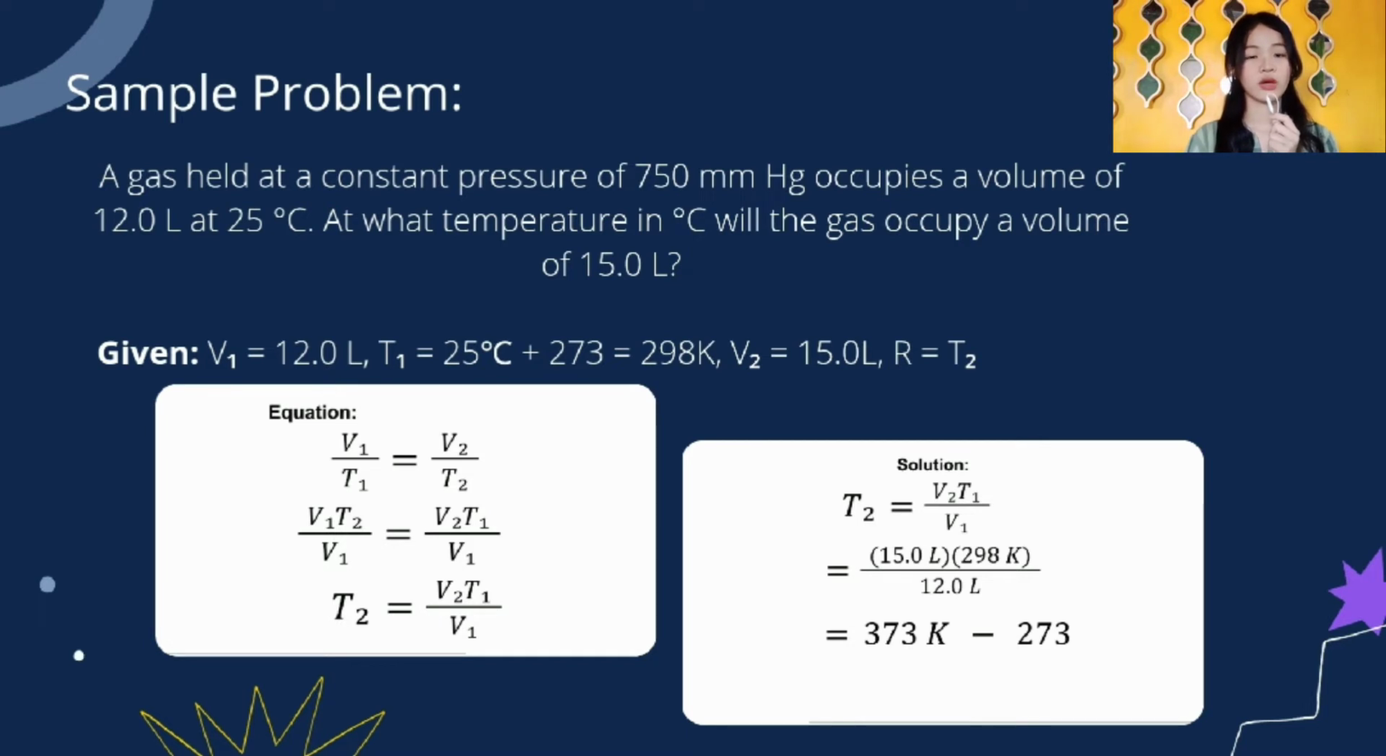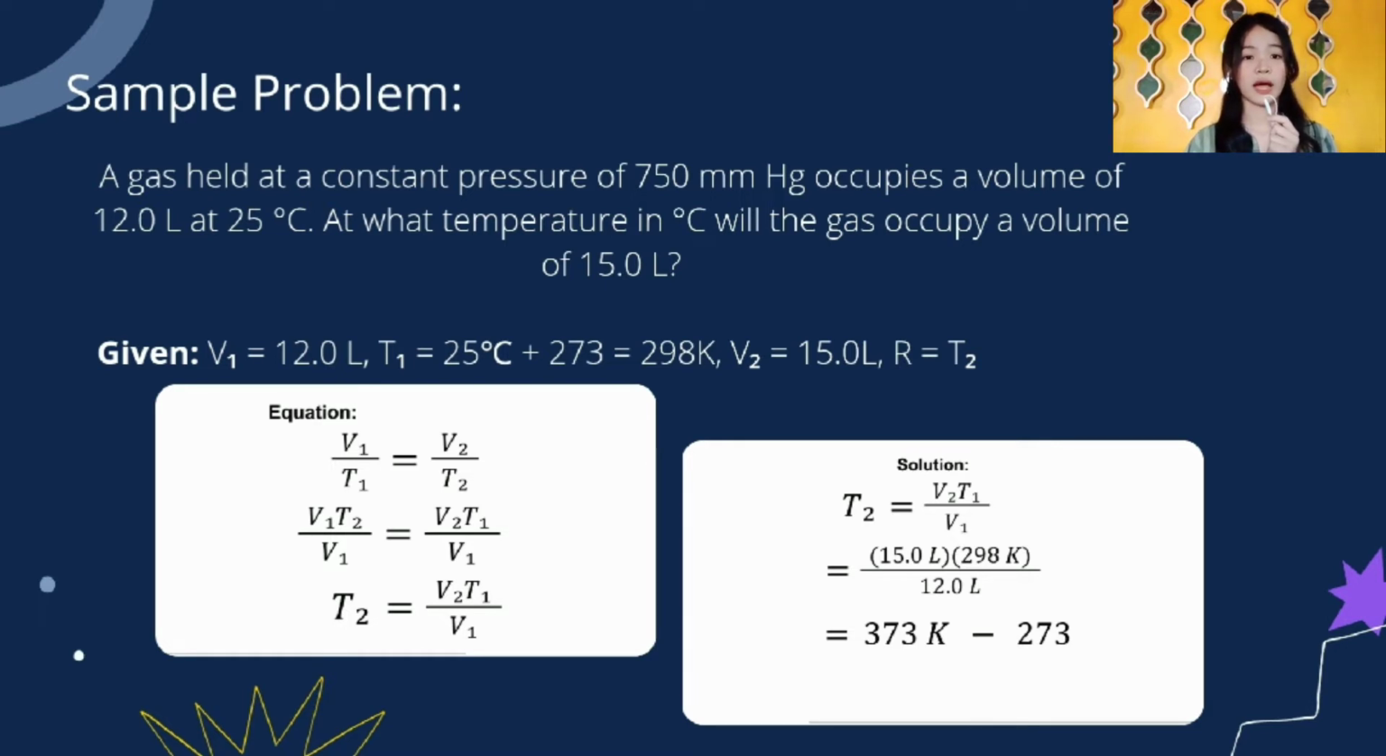And here we have 15 liters times 298 kelvins divided by 12 liters. Cancel the liters. 15 times 298 is equal to 4,470 kelvins. Divided by 12 is 372.5. Bring down the sign K for kelvins and round off the value, and now we have 373 kelvins.